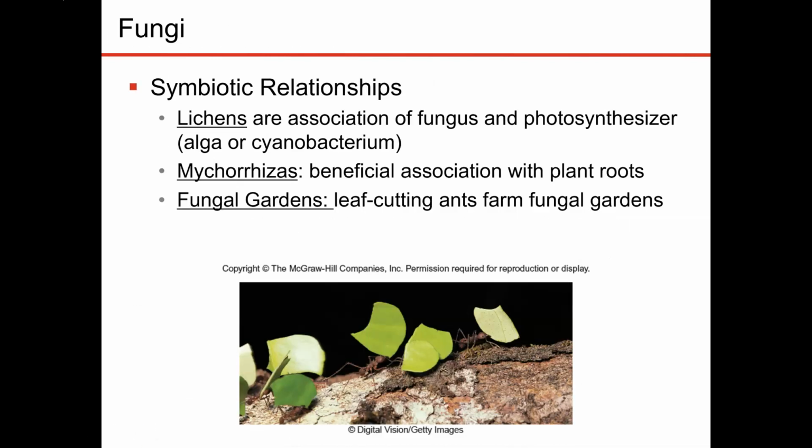And then we have our symbiotic fungi. So symbiotic fungi are fungi that form mutualistic symbiosis with different organisms. The first example of a symbiotic fungi is a lichen. Lichens are associations of fungi with some photosynthesizer, typically algae or cyanobacteria.